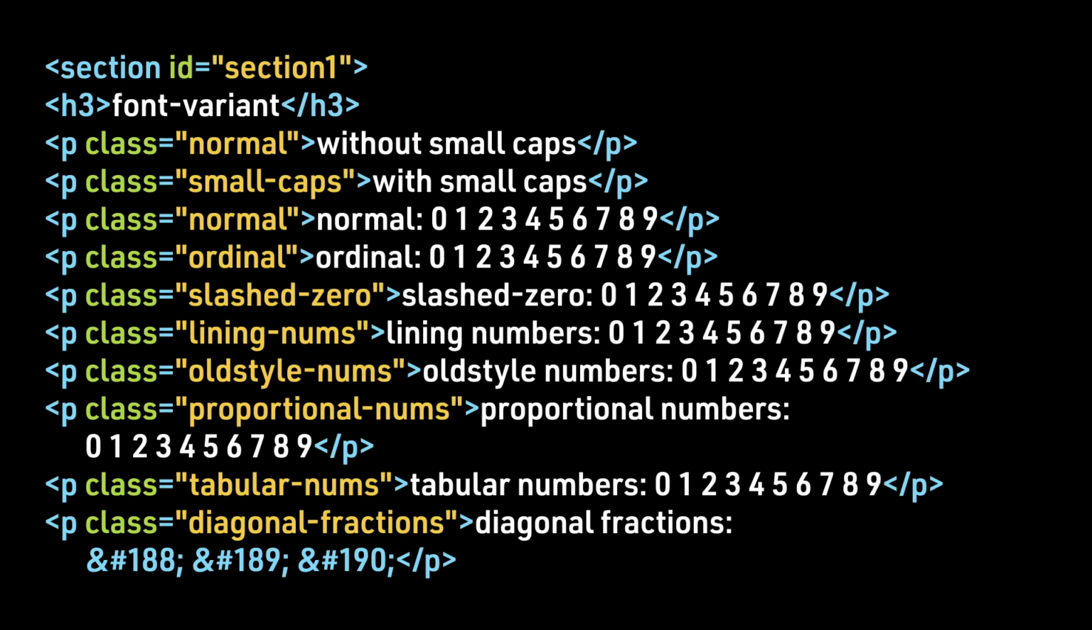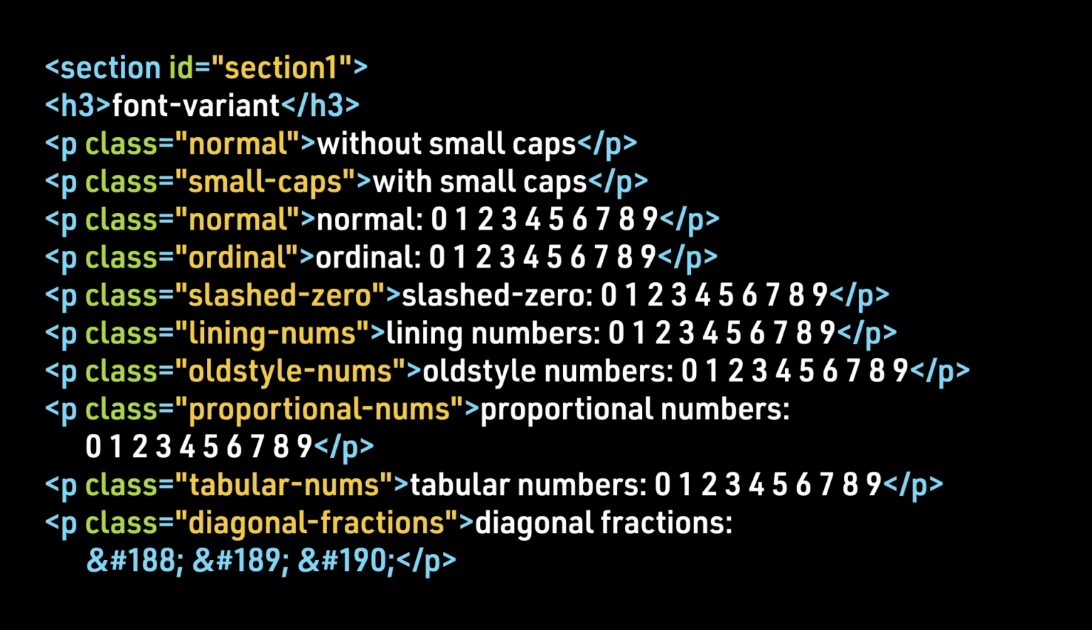Here are some examples. Here's the HTML. We first look at text without small caps, then with small caps. Then we'll take a look at the different numbers, starting with normal, ordinal, slashed-zero, lining-nums, oldstyle-nums, proportional-nums, tabular-nums, and diagonal fractions.